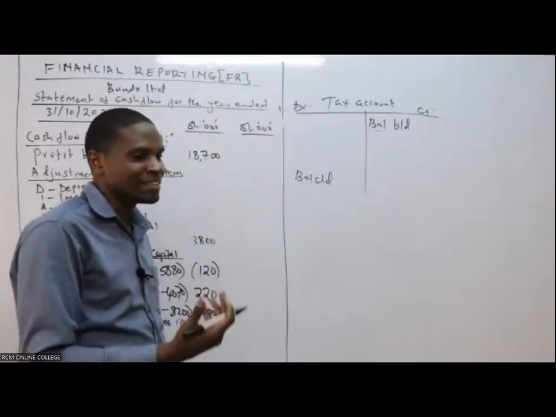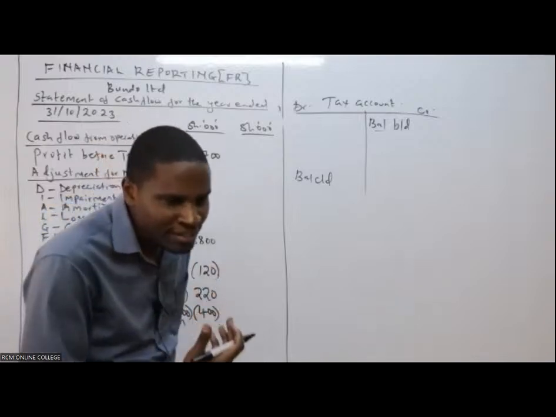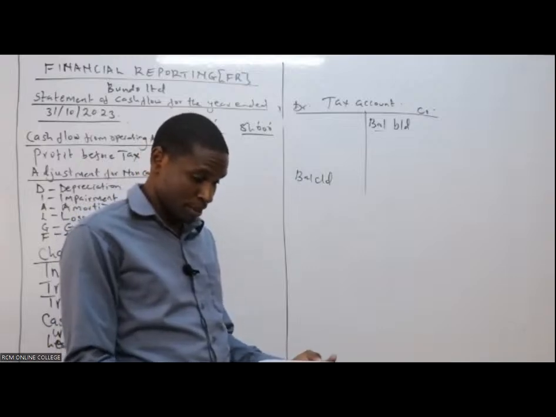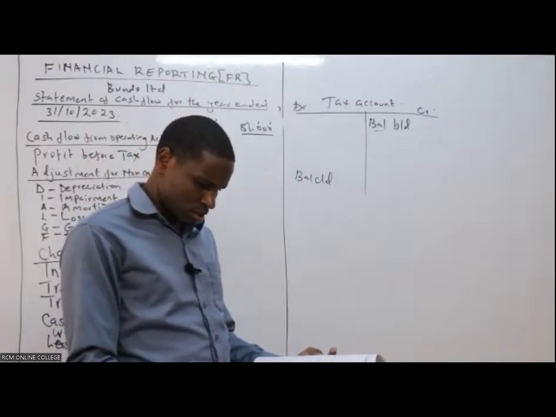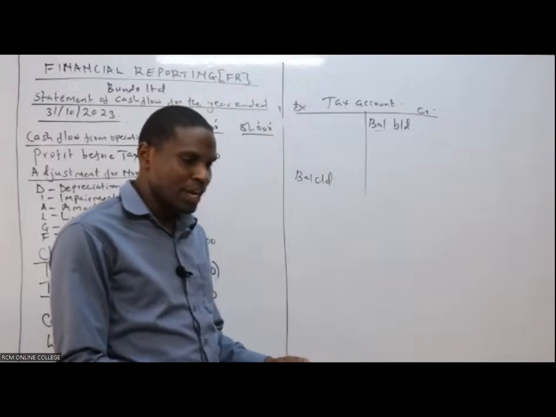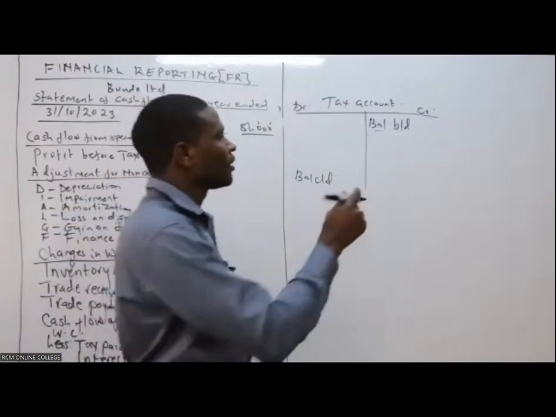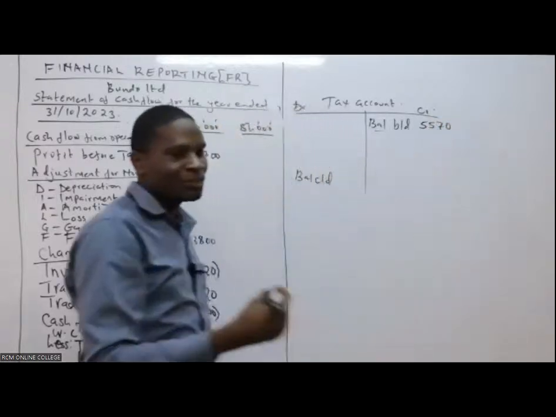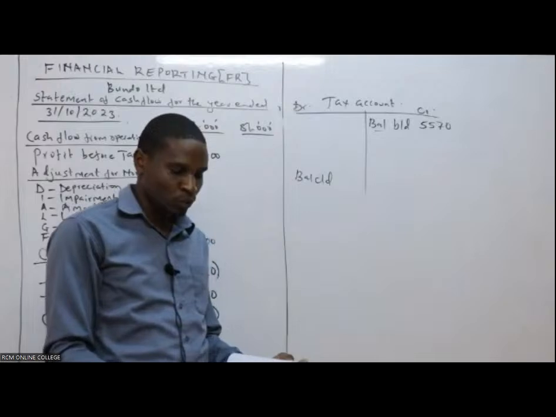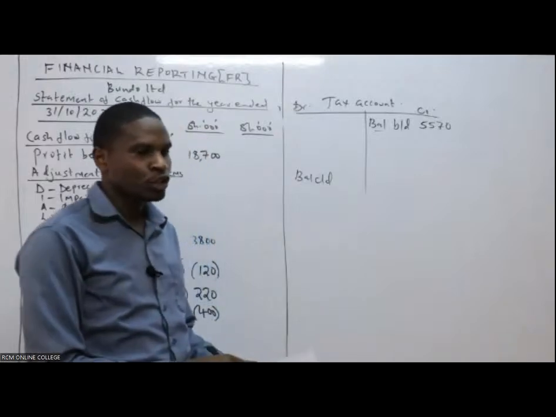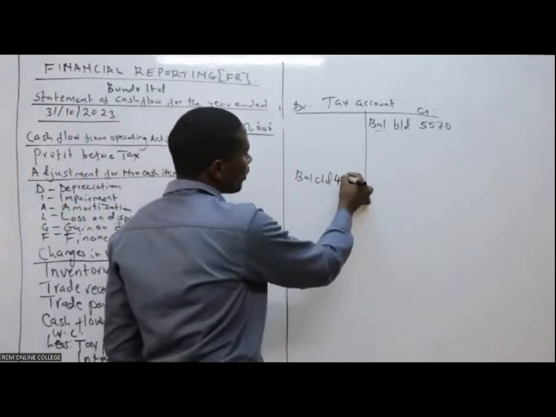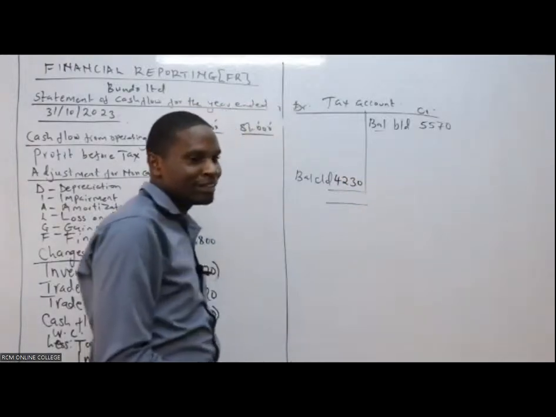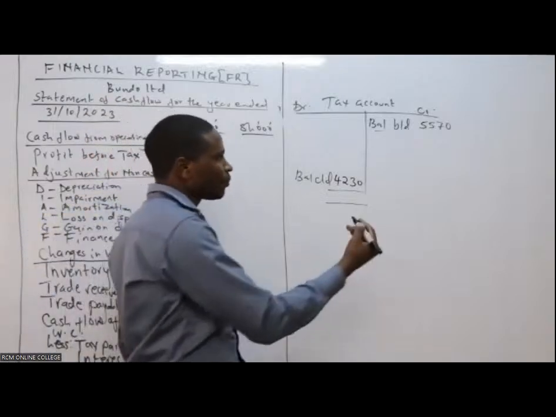This question is very interesting, very easy to pass. 5570, let me confirm. Tax, current tax, 5570, brought down 2022. Thank you. And then carried down for 2023, adjacent to the 5570, we have 4230. Now, these things, will they really be hard for you?